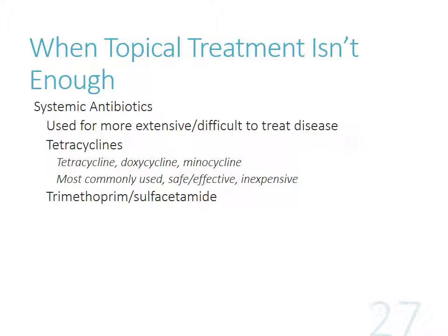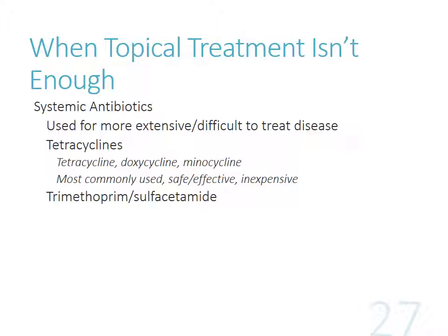And then you can also use systemic antibiotics. The place in therapy for this is going to be for patients who have more extensive disease or if it's difficult to treat. So say, for instance, you had a patient who had acne just limited to the face. If they failed multiple topical therapies, you can try moving on to a systemic antibiotic. Or if they have just very extensive disease, you may start off with a systemic antibiotic, right? So it just depends on your patient and where you're at as far as the extent of their disease and what they've tried previously.